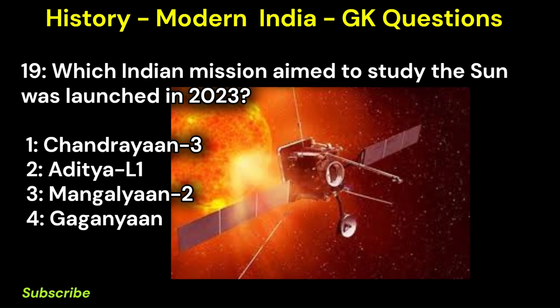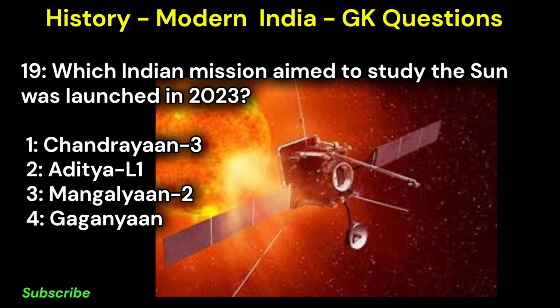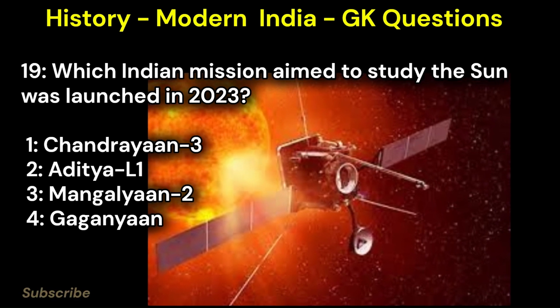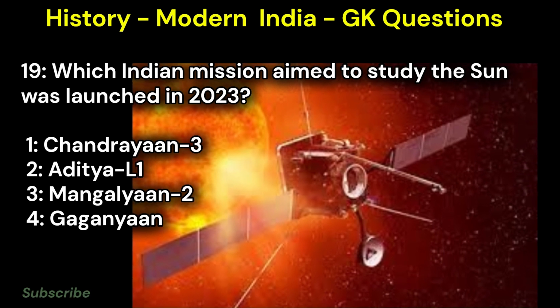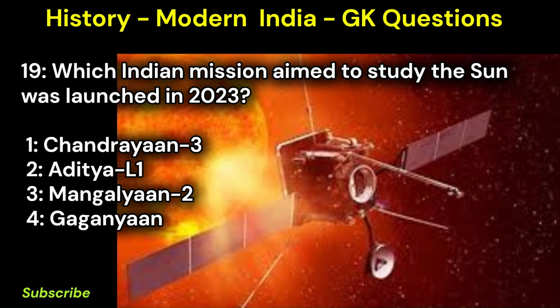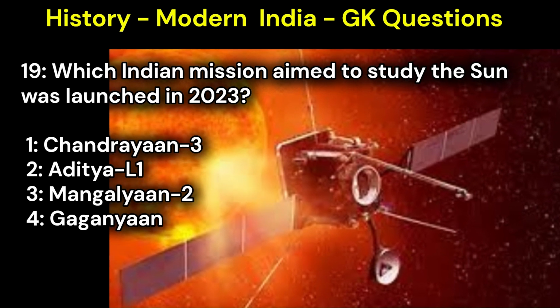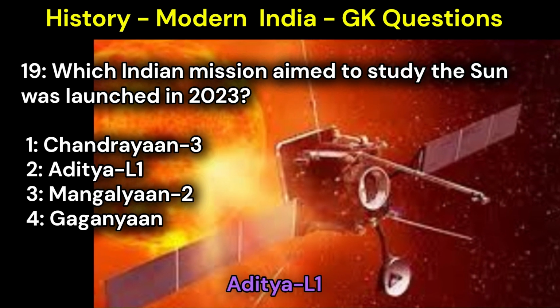Question number 19. Which Indian mission aimed to study the sun was launched in 2023? The options are: Option 1, Chandrayaan-3. Option 2, Aditya L1. Option 3, Mangalyaan-2. Option 4, Gaganyaan. The correct answer is Aditya L1.